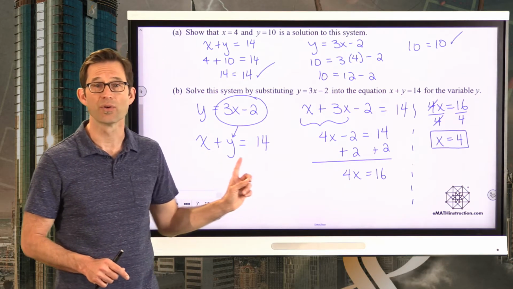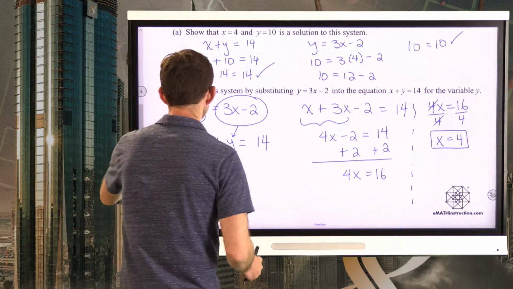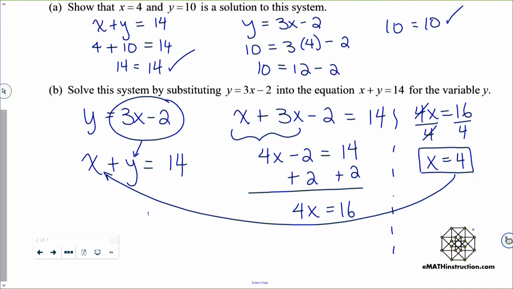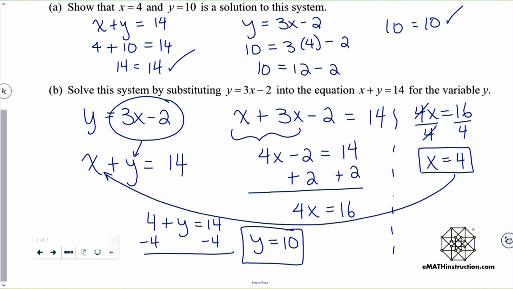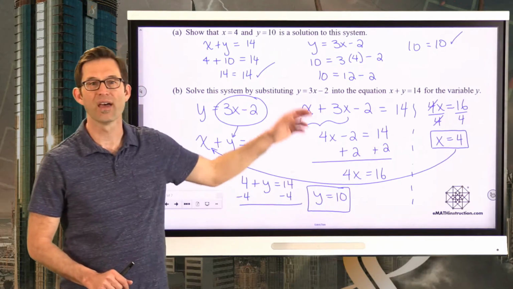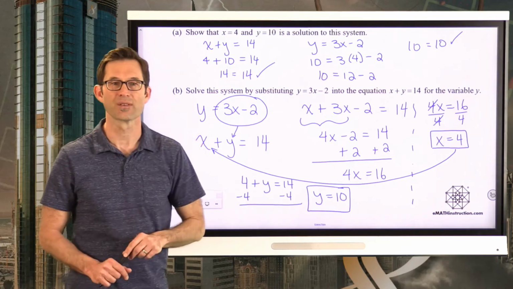This one might seem easier to you, right? Because if I take my x equals 4 and put it into this equation, I'll have 4 plus y equals 14. And if I subtract 4 from both sides, I'll get y equals 10. And there they are. X equals 4, y equals 10 is our solution to the system.